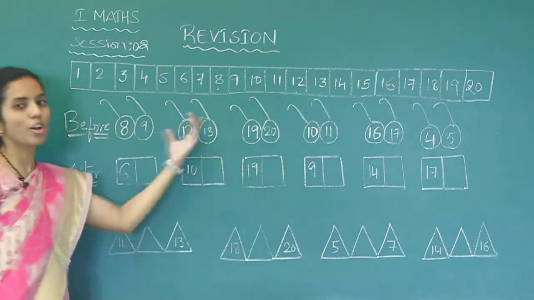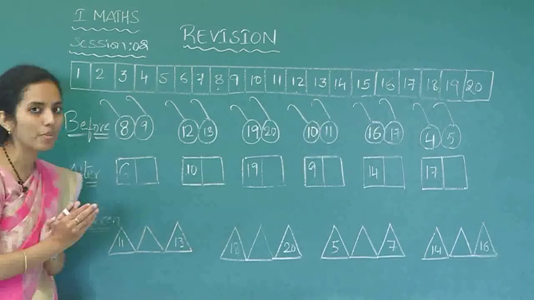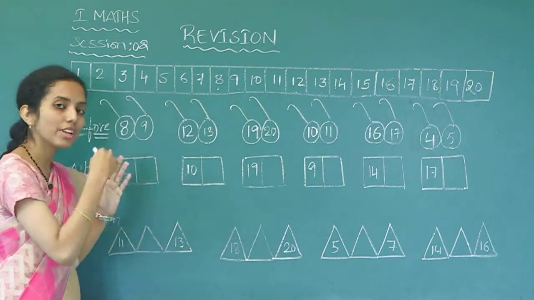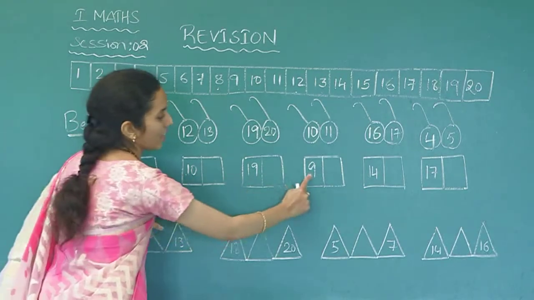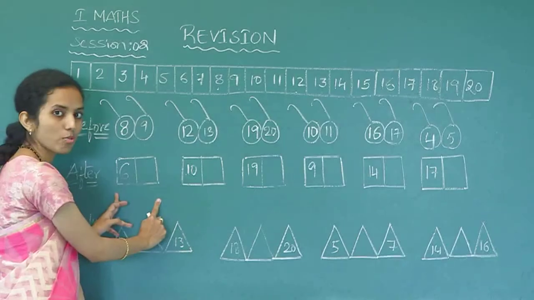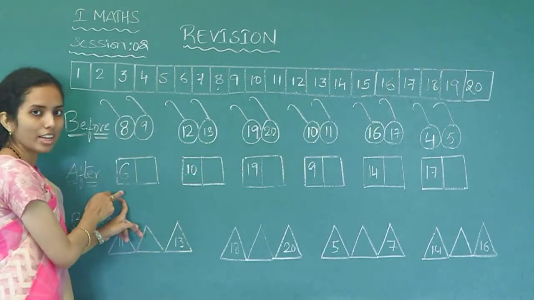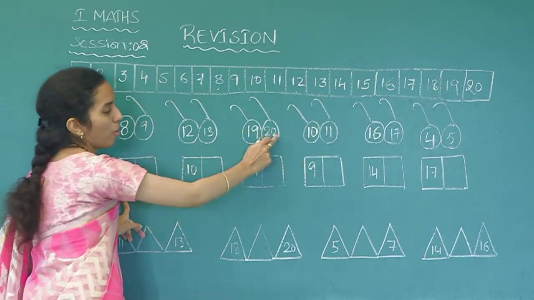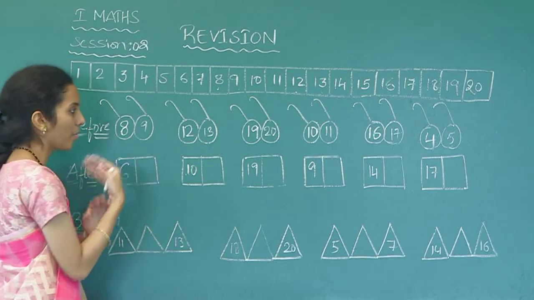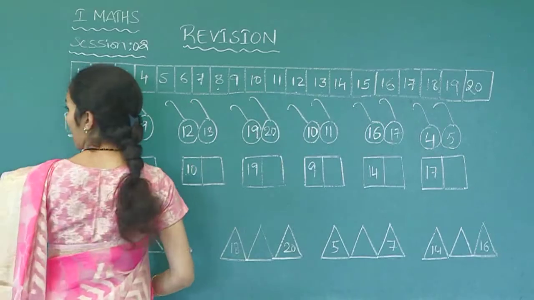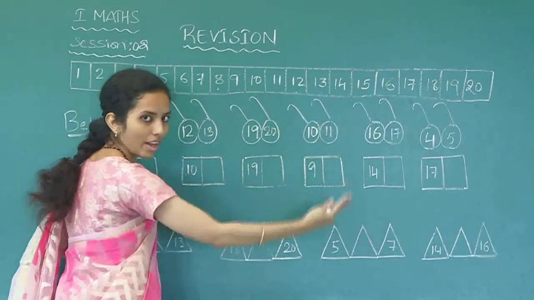Yes. So, this is before number and after number. What is after number? After number is the number which we write after the given number. In the second box we have to write the number which comes after the given number. Whenever we write the before number, we write the number on the left hand side, and when we write the after number, we write the number on the right hand side.